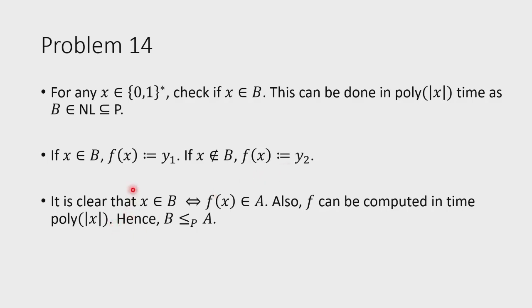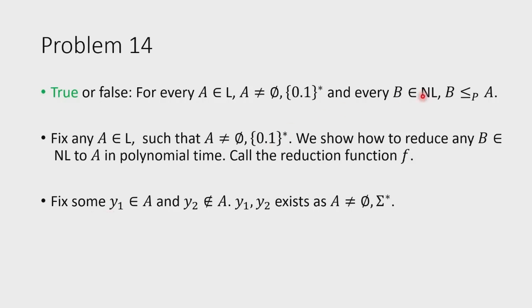So what we have done is we have constructed a polynomial time computable function f such that x is in B if and only if f of x is in A. So we have shown that B reduces to A in poly time. Now notice that we did not use any special property of B, just that B is in NL. So this is true for any language in NL, and so any language in NL reduces to A in poly time, which is exactly what the question is asking, right? So the statement is true. So is this fine?